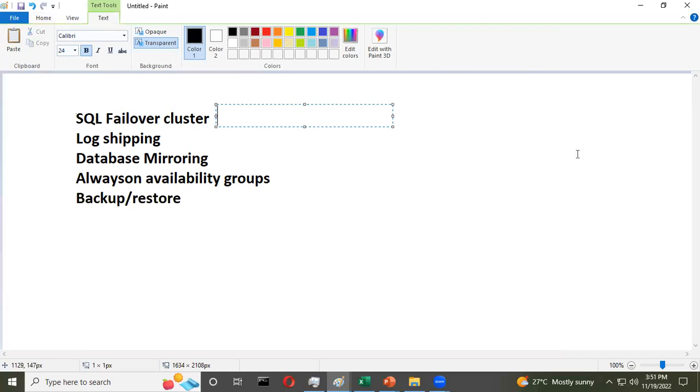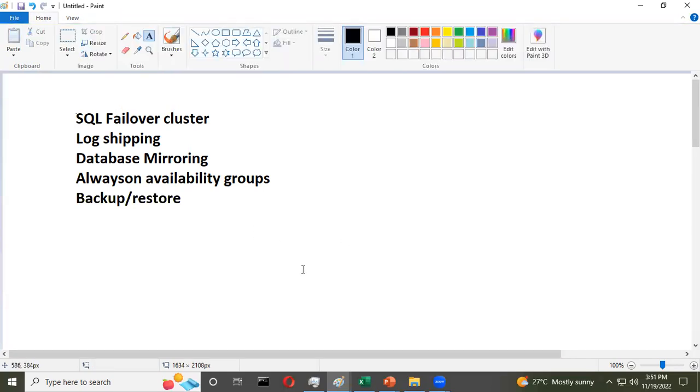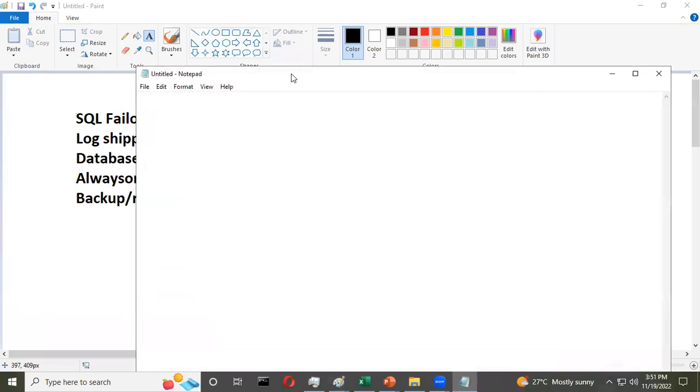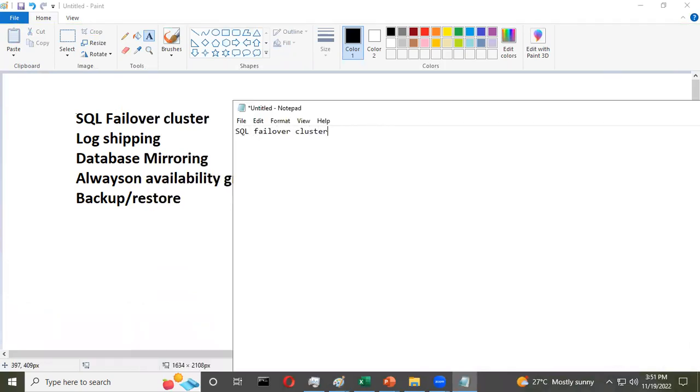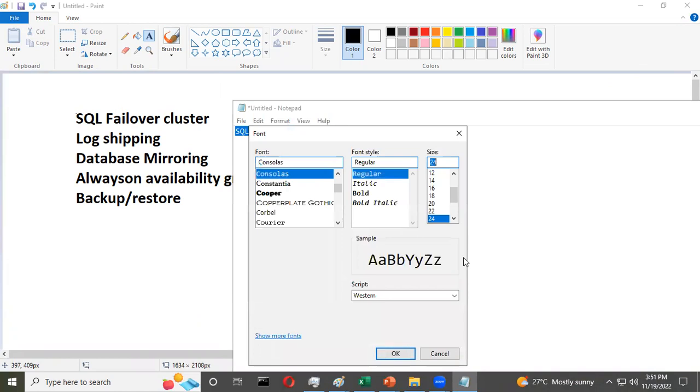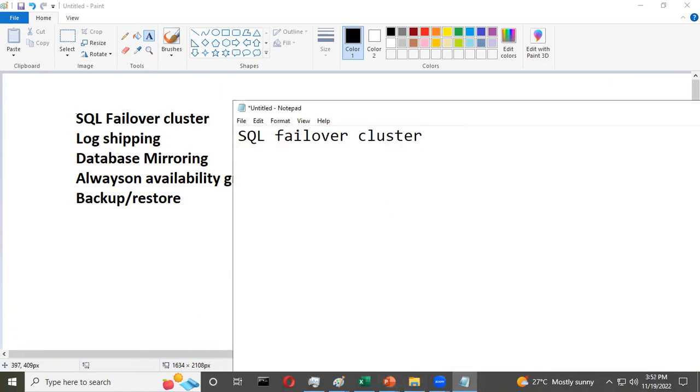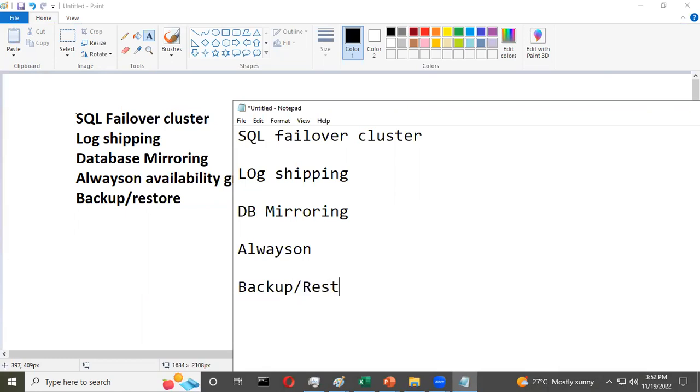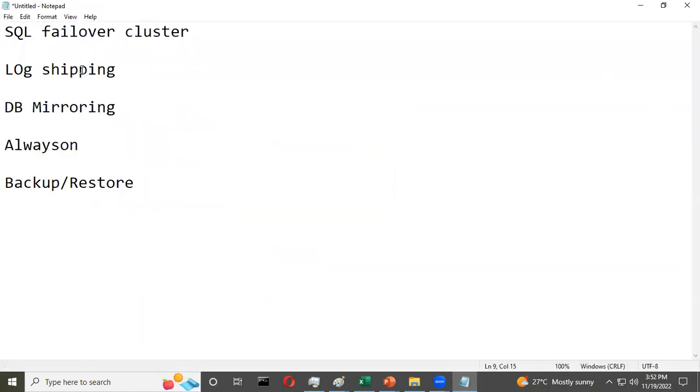So what are all these? Let me show you here. I'll open Notepad, that is simple and better. SQL failover clustering. Log shipping. DB mirroring. Always On. Backup restore method. These are all used to make sure your database is online, or to bring it online faster, or available for the application.